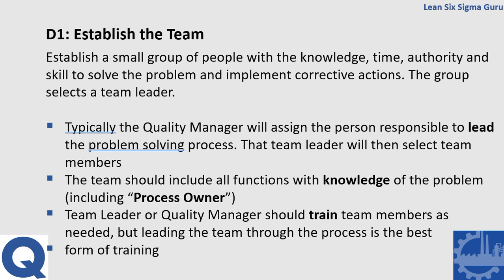The team leader or quality manager should train team members as needed, but leading the team through the process is the best form of training. The old saying is a swimmer learns to swim by swimming, which may not be a very effective method of teaching someone how to swim, but a very effective way to learn the 8D process is to go through the process and actually do the process, especially with a little guidance from somebody that's been there before.